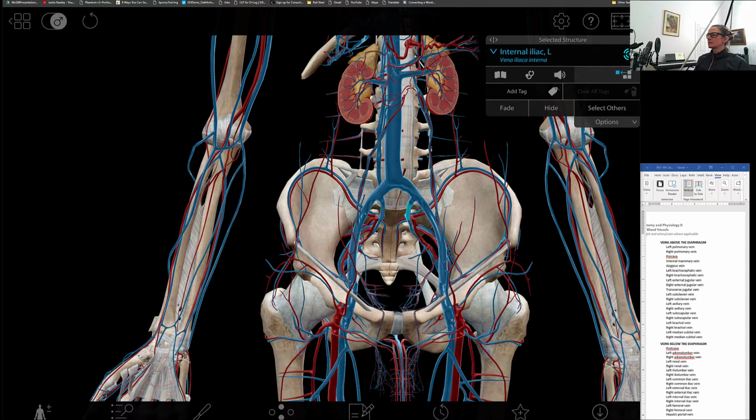But in the cat, this is very much what we see in the human, so it's very similar in cat and human, but we see the big difference between the arterial system in the cat and the human.